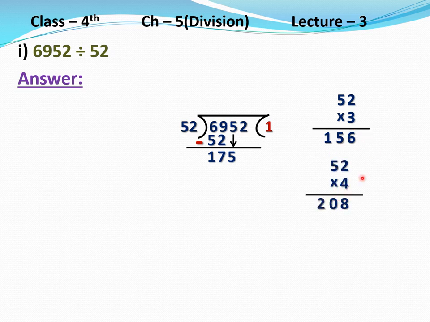52 multiply 4. 4 2s are 8, write 8 here. 4 5s are 20, write 20 here. 52 multiply 4 equal to 208. But 208 is greater than 175, so we will multiply this 52 by 3. Write 3 here and write 156 here.